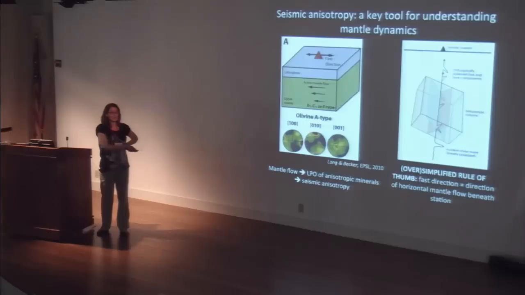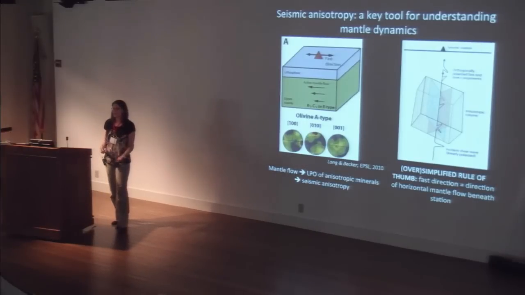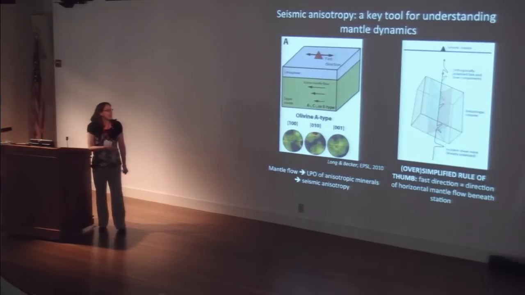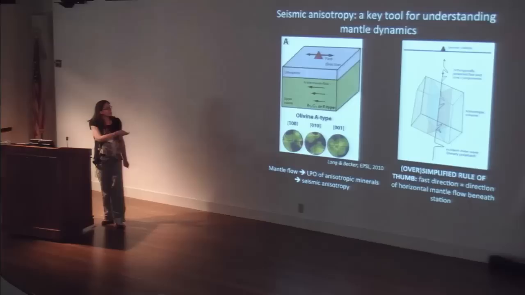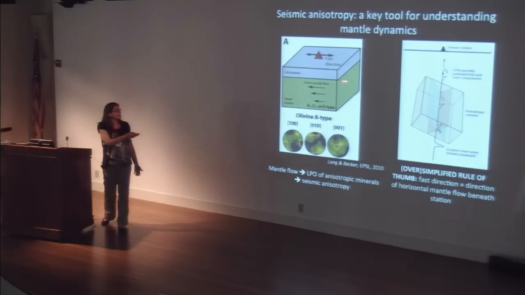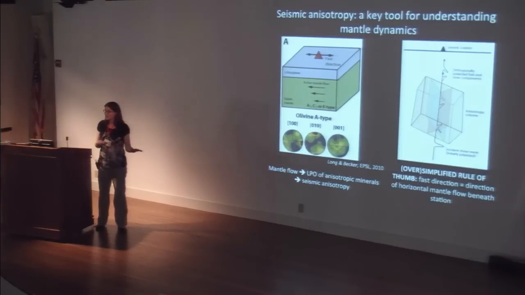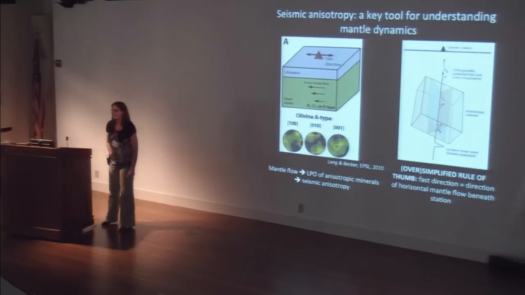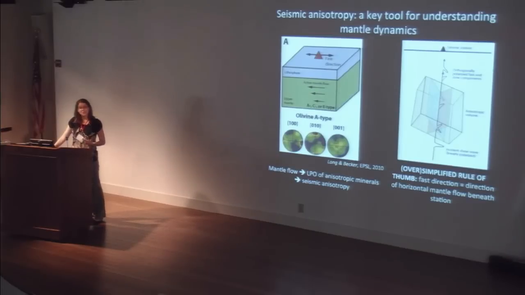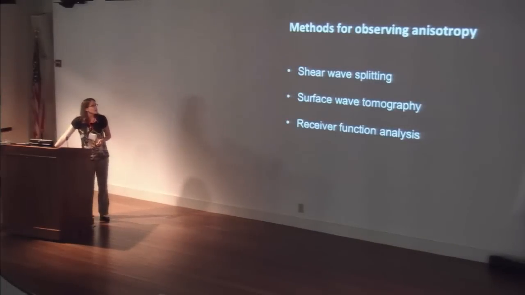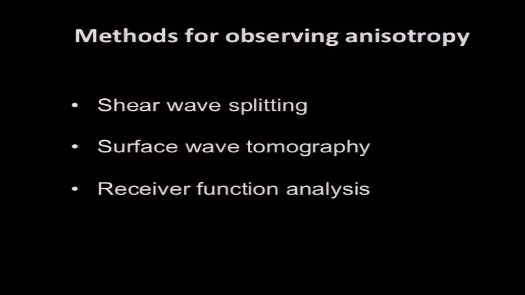I think most seismologists would agree we know that this is oversimplified. And it gets quite tricky when you try to apply this very simple rule of thumb in regions of the Earth where you have a much more complicated mantle velocity field, much more complicated strain distribution, and much more complicated distribution of fabric types. But nevertheless, this is the rule of thumb that seismologists often start from when interpreting these measurements. So that's some of the idea of why anisotropy is important.